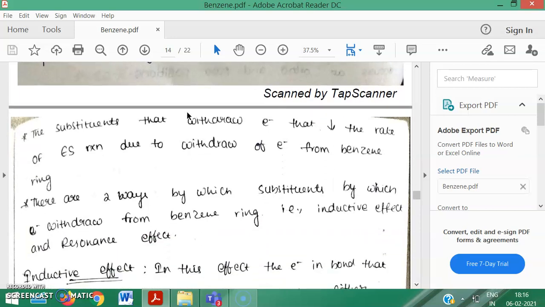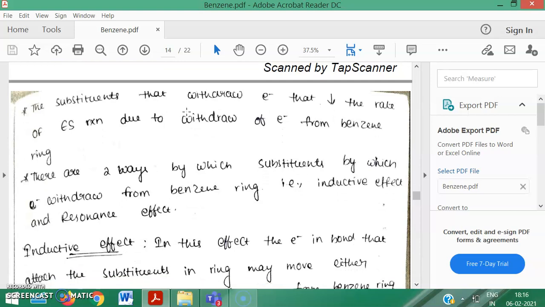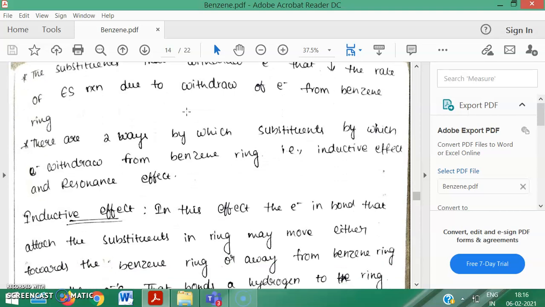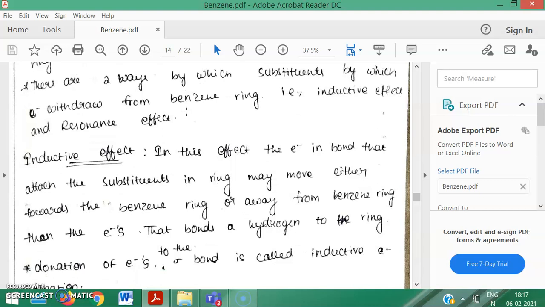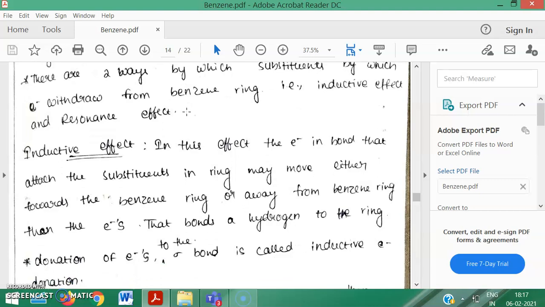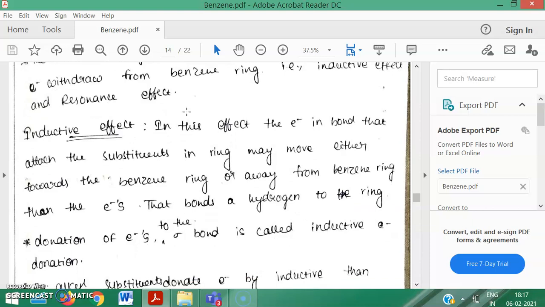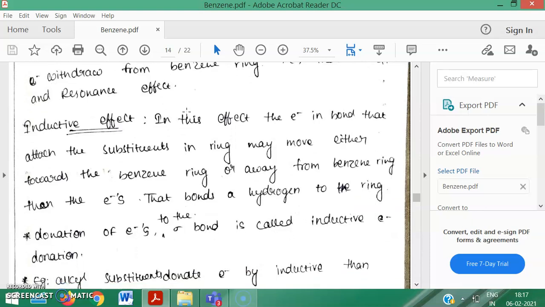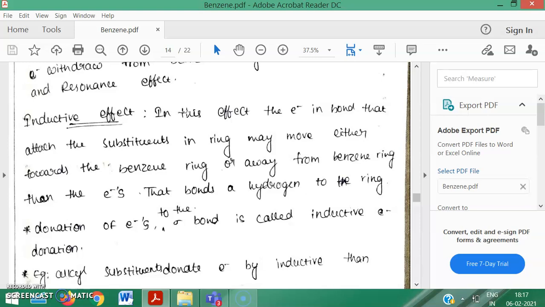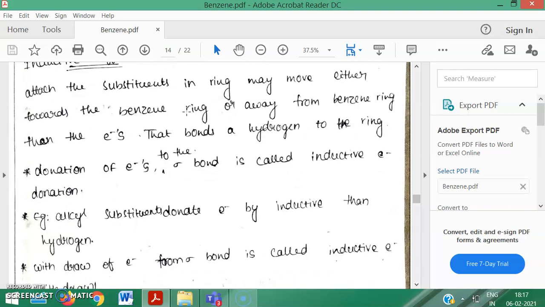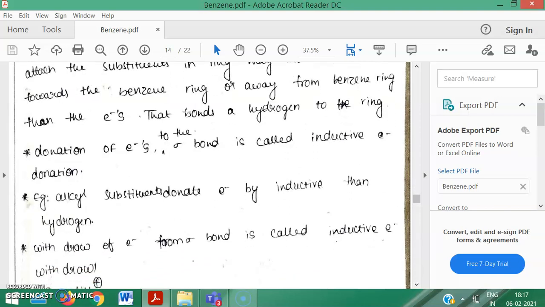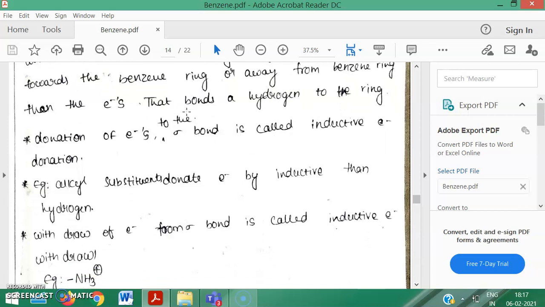There are two ways by which substituents donate or withdraw electrons from the benzene ring, that is the inductive effect and the resonance effect. The first one is the inductive effect. In this effect, the electrons in the bond that attaches the substituent to the ring may move either towards the benzene ring or away from the benzene ring, compared to the electrons that bond a hydrogen to the ring. Donation of electrons through the sigma bond is called inductive electron donation. Mainly an alkyl substituent donates electrons by induction more than hydrogen.